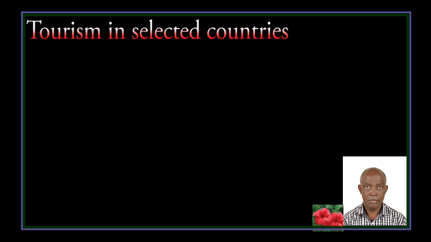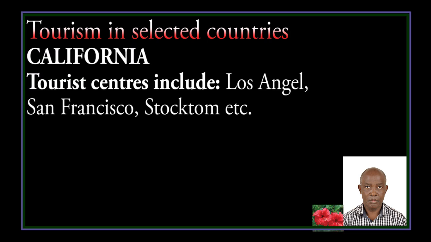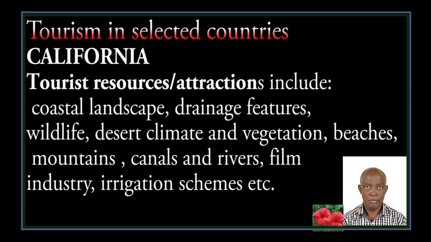Tourism in selected countries. California. Tourist centers include Los Angeles, San Francisco, Stockholm, and so on. Tourist attractions include coastal landscape, drainage features, wildlife, desert climate and vegetation, beaches, mountains, canals, rivers, film industry, irrigation schemes, and so on.